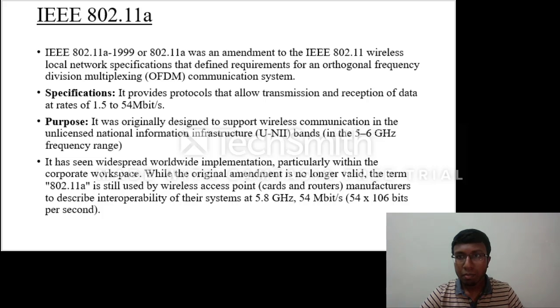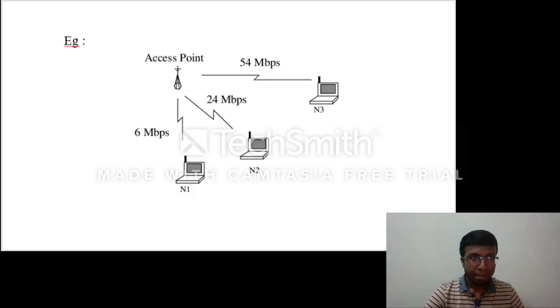While the original amendment is no longer valid, the term 802.11a is still used by wireless access point cards and routers manufacturers to describe interoperability of the system at 5.8 GHz, 54 Mbps. This picture demonstrates that this standard allows a wide range of speeds, like 6 Mbps, 24 Mbps, and 54 Mbps.